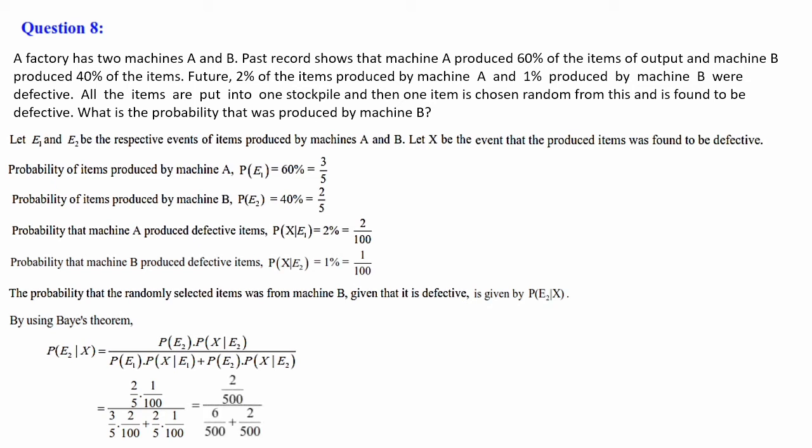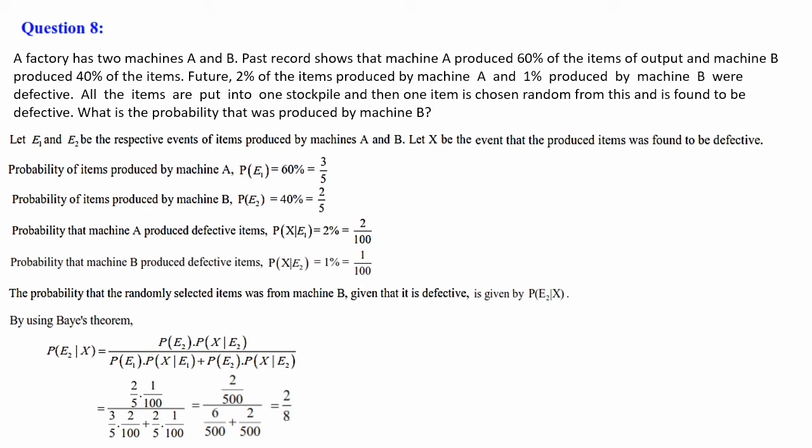Let's go for the calculation. 2 into 1 is 2, 5 into 100 is 500. Then here 3 into 2 is 6, and 5 into 100 is 500. Then again 2 into 1 is 2, 5 into 100 is 500. Like the previous one, if you want to take 1 by 100 common, then the numerator and denominator cancellation can be done. That way also you can do it, it's not a problem.